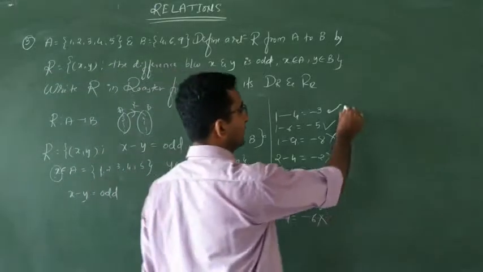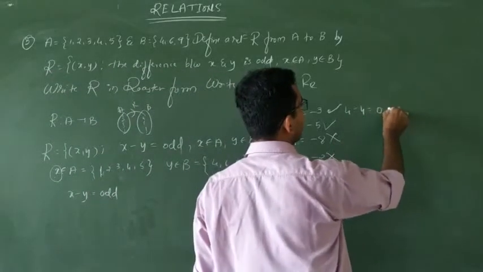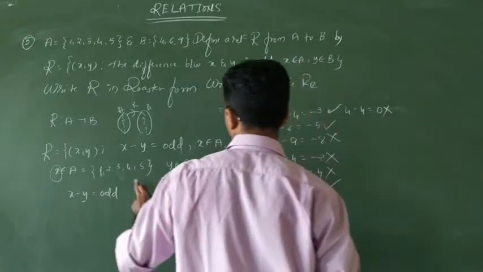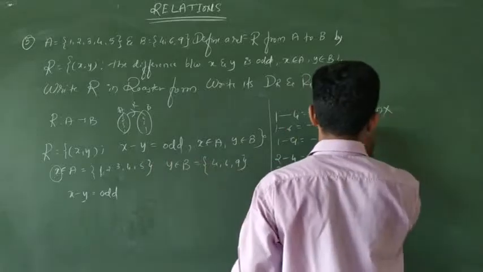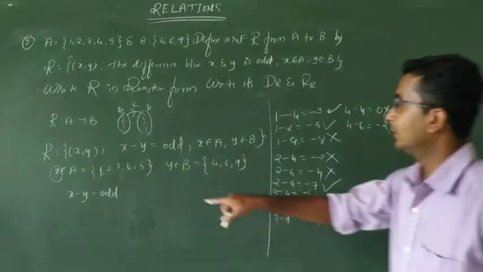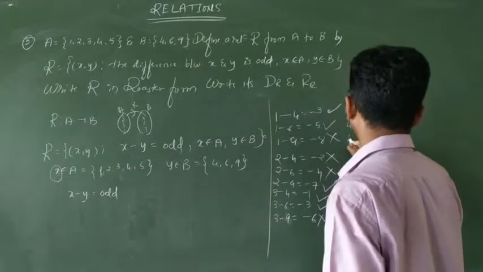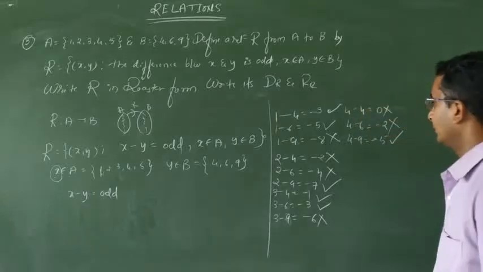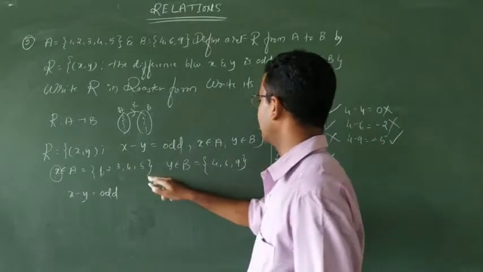4 minus 4 is 0. 0 is an even number, so this is not. Next, 4 minus 6 is minus 2. Minus 2 is also not odd. Next, 4 minus 9 is minus 5. Minus 5 is also odd. So 4 is over. Next I will take the 5.